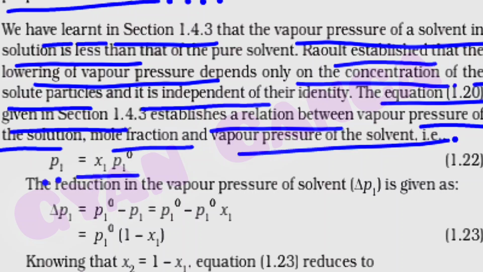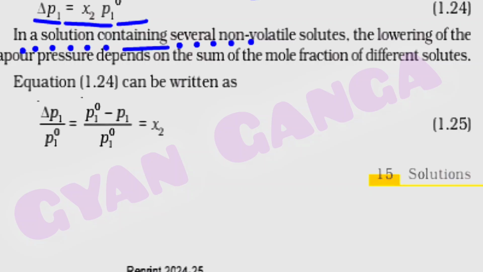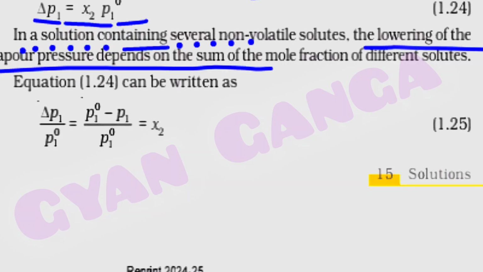The reduction in the vapor pressure of the solvent, delta P1, is given as P1 naught minus P1, which is equal to P1 naught minus P1 naught into X1, which is P1 naught into (1 minus X1). Knowing that X2 is equal to 1 minus X1, equation 1.23 reduces to delta P1 is equal to X2 into P1 naught. In a solution containing several non-volatile solutes, the lowering of vapor pressure depends on the sum of the mole fractions of different solutes.